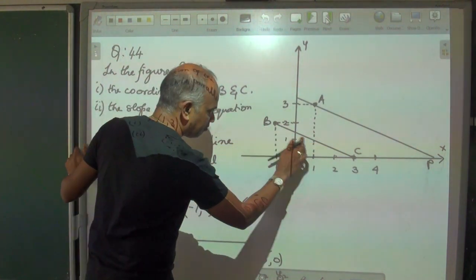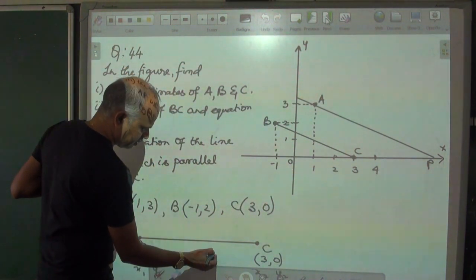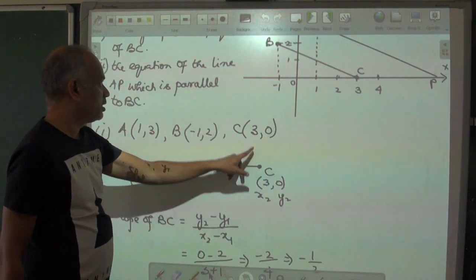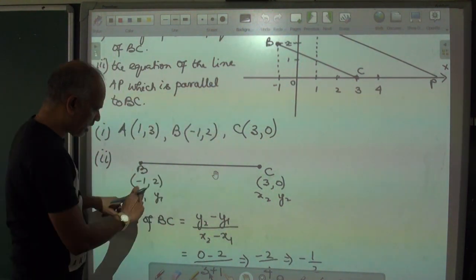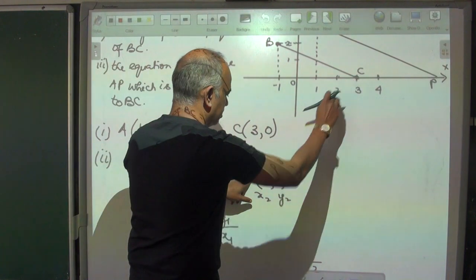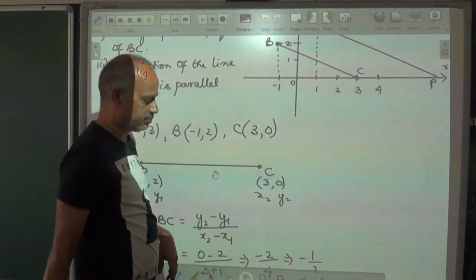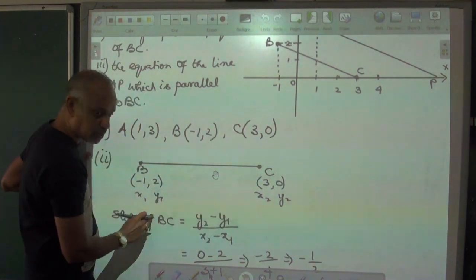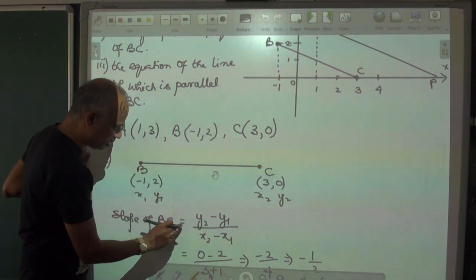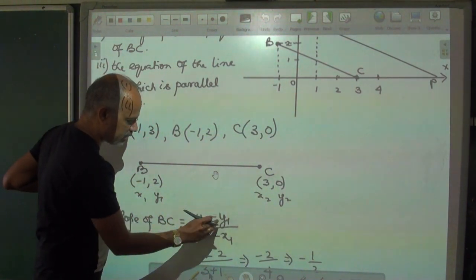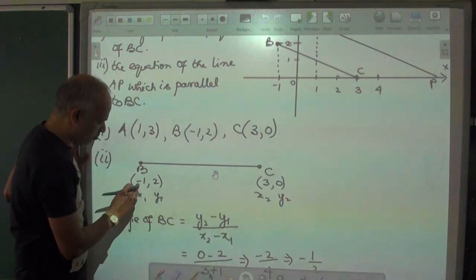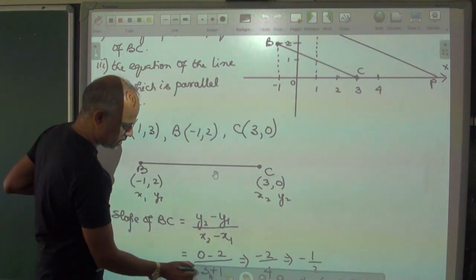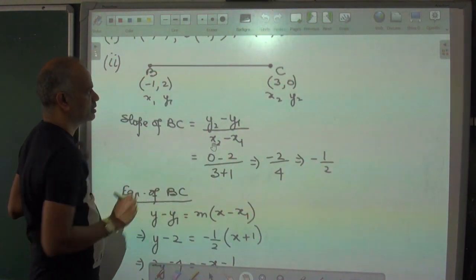So, what I have done is I have drawn this line separately. This same line I have drawn here. B coordinates are minus 1, 2 and the other end is C whose coordinates are 3, 0. You have to find slope first. Okay. If you know 2 points, you can find the slope. So slope of BC is given as y2 minus y1 by x2 minus x1. I have named this first point as x1 and y1. This is x2, y2. So substitute the values.